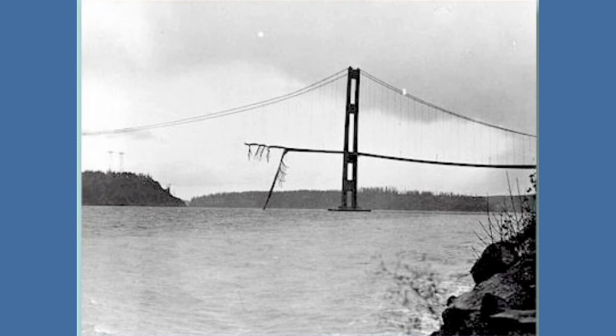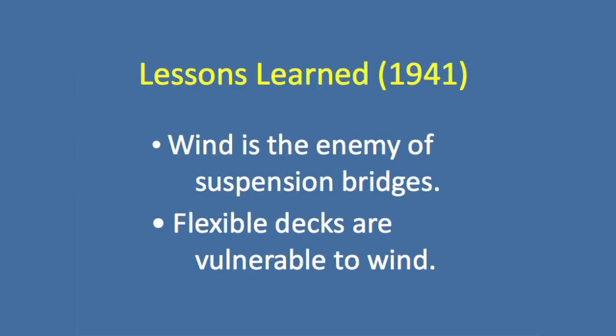So the suspension bridge survived in a way that it was considered something that could be fixed, the problems with it. There's always a report, there's always an investigation, and the lessons learned in the investigation of this was that, in very simple terms, wind is the enemy of suspension bridges. In other words, it was wind that did this. If there were no wind, that wouldn't have happened. Another observation was that flexible decks are vulnerable to the wind.